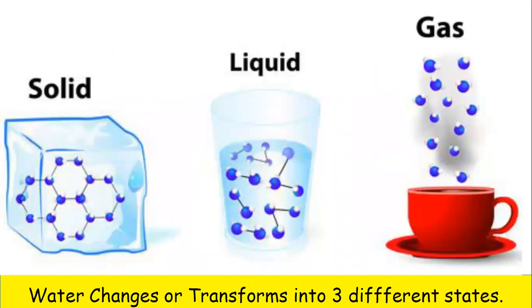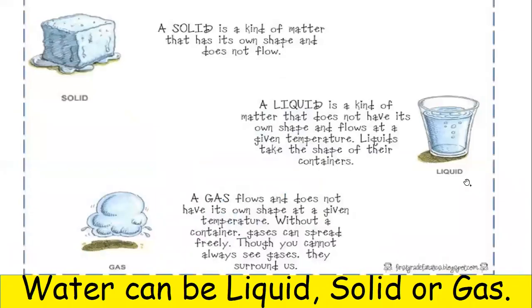Water changes or transforms into three different states. Who remembers what they are? Remember, ice cube is solid, water is liquid, water vapor is gas, right? So let's read. Water can be liquid, solid, or gas. A solid is a kind of matter that has its own shape and does not flow, right? So a solid has a particular shape.